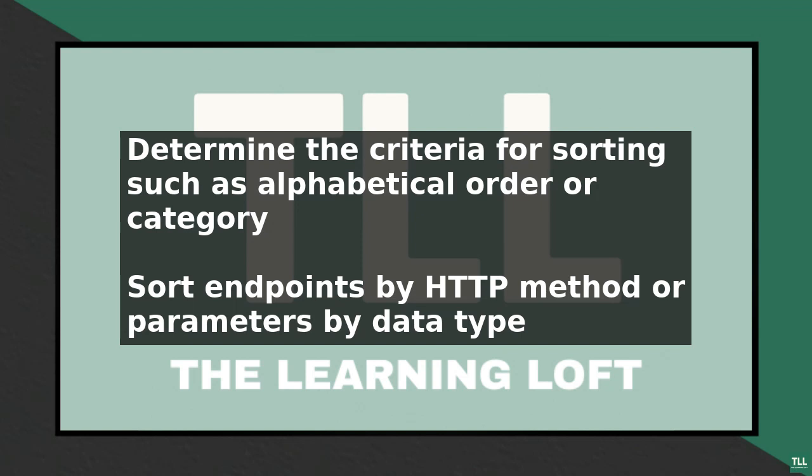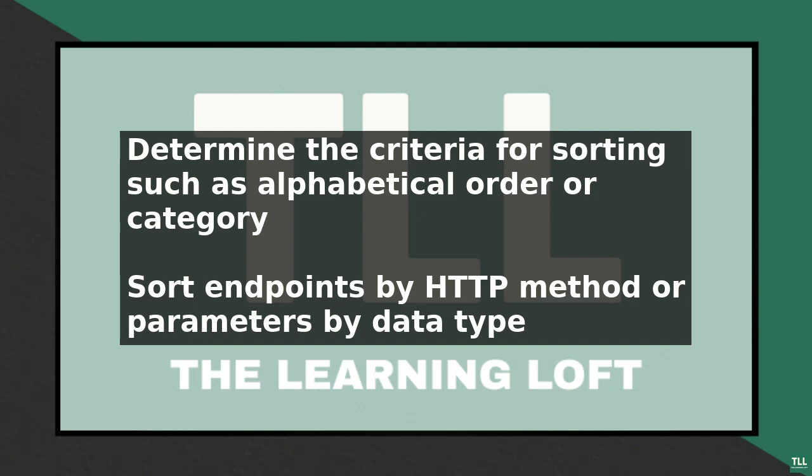Once you have identified the section and criteria, apply the sorting method. For example, if you are sorting a list of endpoints alphabetically, arrange them in order from A to Z. If you are sorting parameters by data type, group them into categories such as strings, numbers, and dates, and then arrange each category in a logical order.